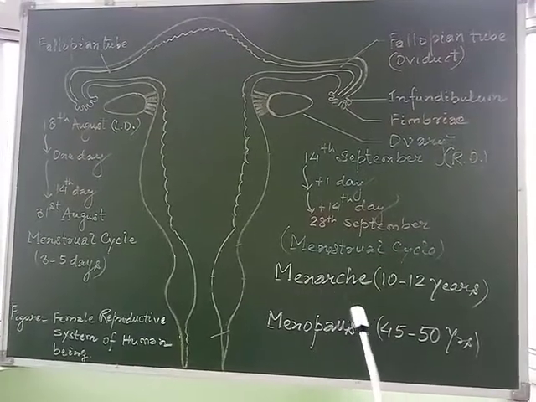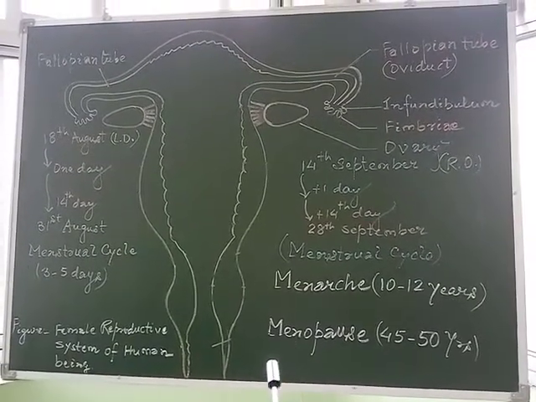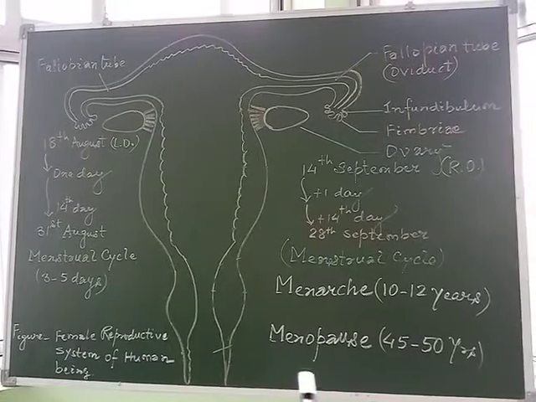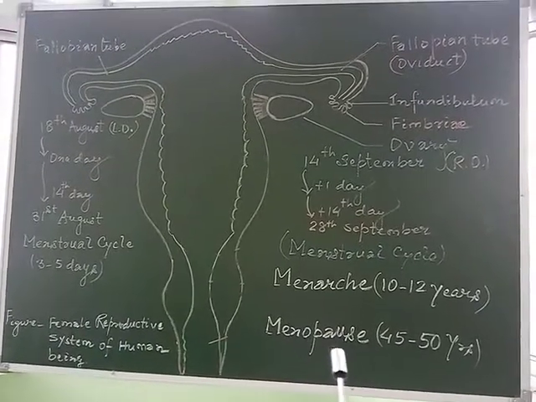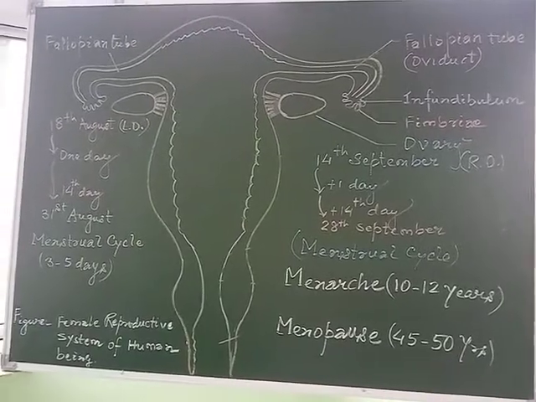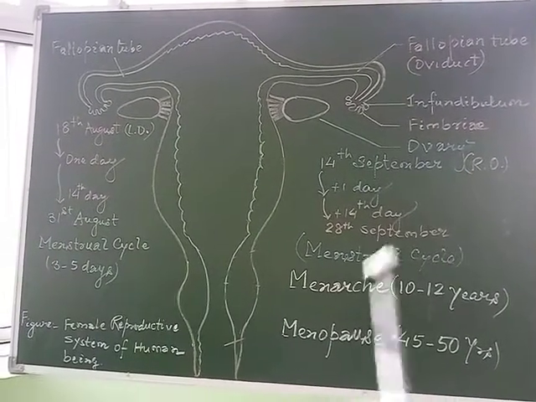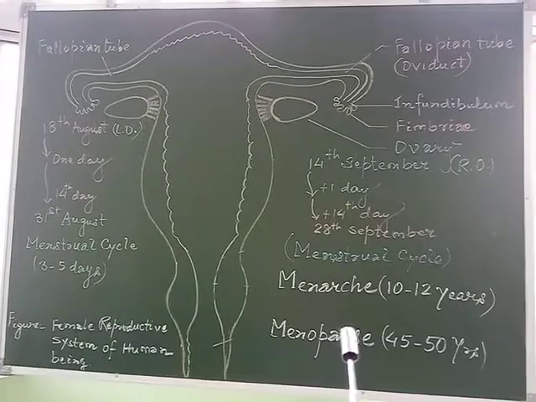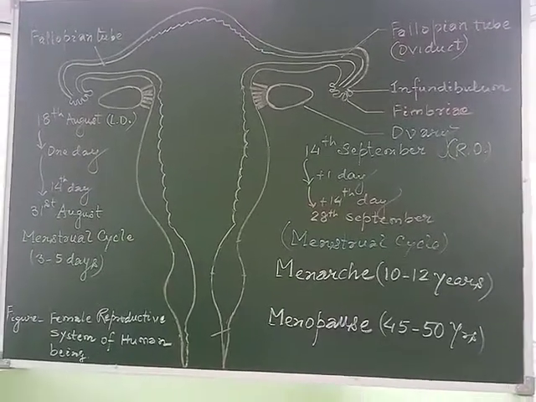Whereas the permanent stoppage of menstrual flow in a woman is called menopause, which may occur at the age of around 45 to 50 years, and this marks the end of the reproductive life of the woman.